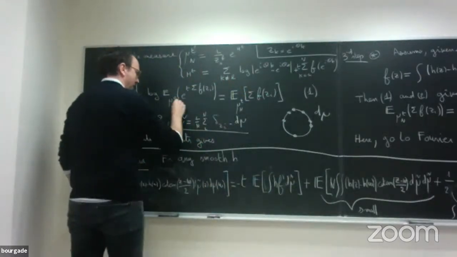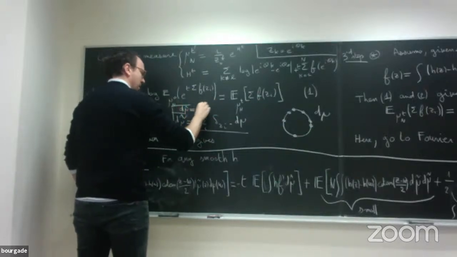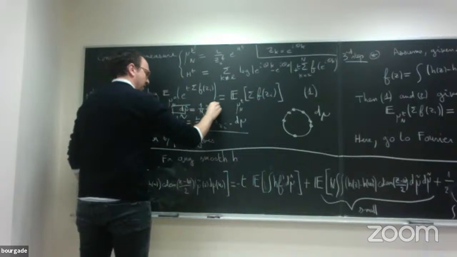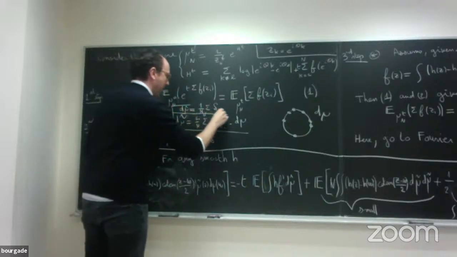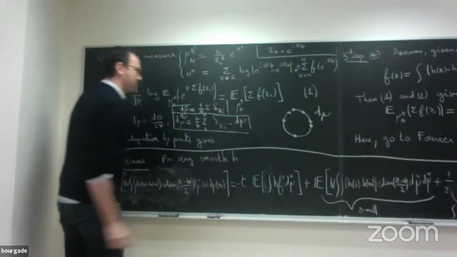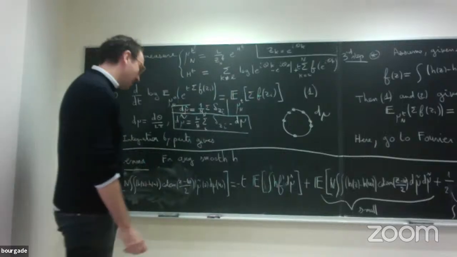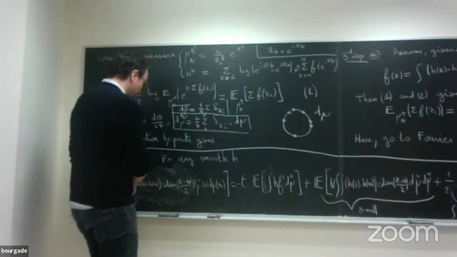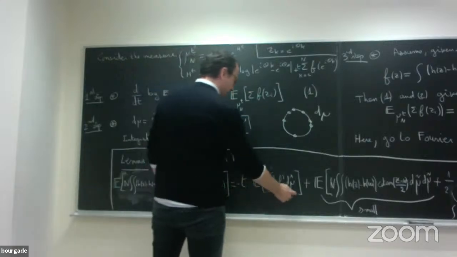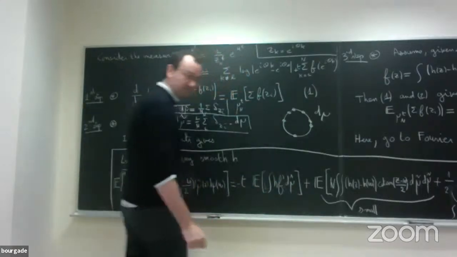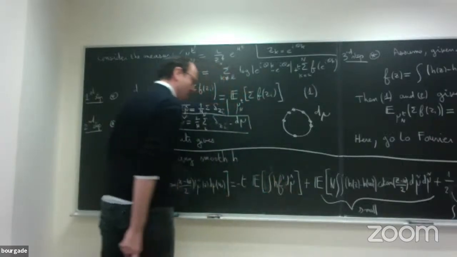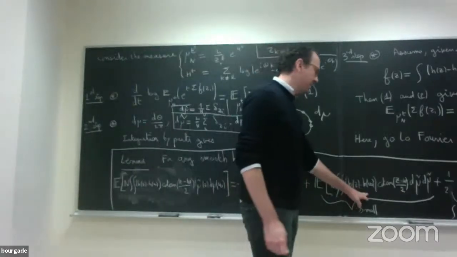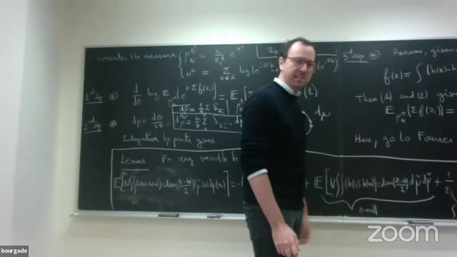So the mu hat is one over n sum of delta zr. So this thing is equal to minus t expectation of h f prime d mu hat. Now it's a hat, it's not a tilde, so it's not signed. Plus two terms, which are explicit, and I don't want to go into full details about them.